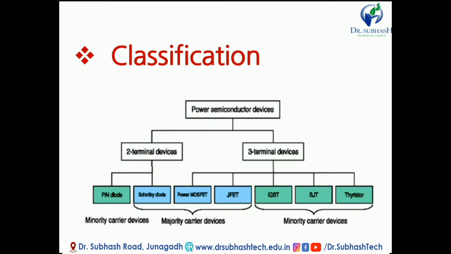Power semiconductor devices handle very high power, meaning high voltage and high current applications. First of all, we divide them into two-terminal devices and three-terminal devices. According to the terminals, the two-terminal devices are the PIN diode and the Schottky diode. These two types are power diodes. Then the three-terminal devices are power MOSFET, JFET, IGBT, BJT, and thyristor.